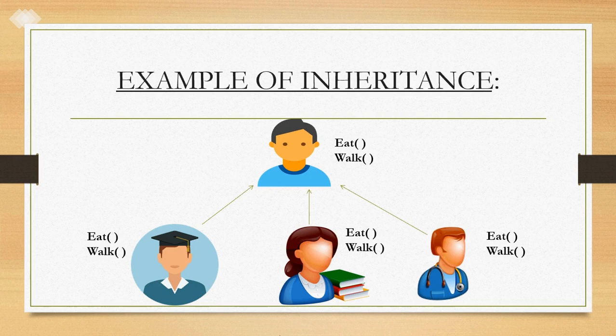Okay, if I don't use inheritance, I have to write each piece of code again and again, right? I have to write the walk function each time. This is called a function, or a method. I'll talk to you about this later in our coding section. So eat and walk are inherited, which means a person eats and walks.